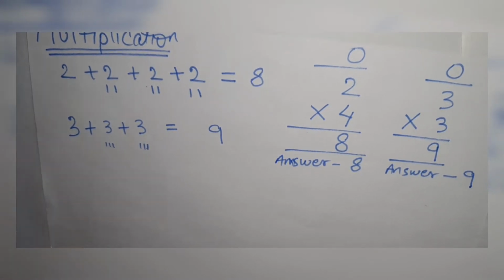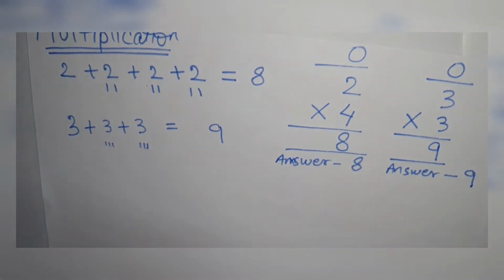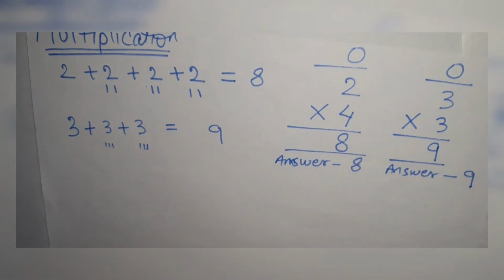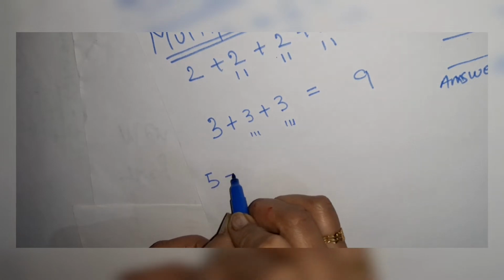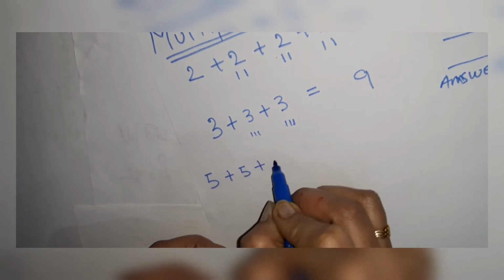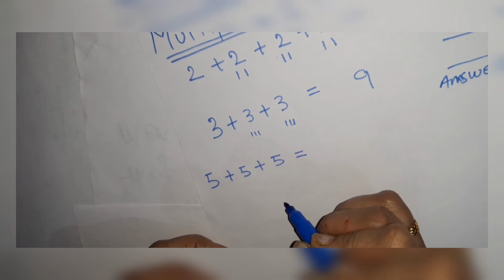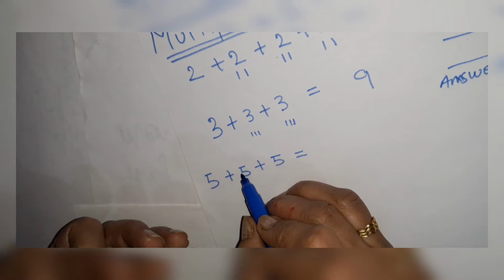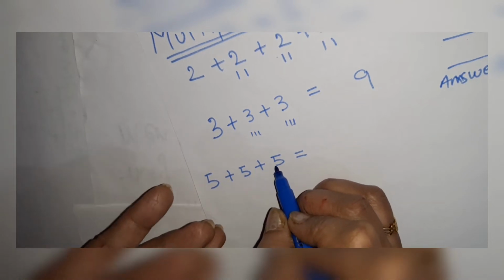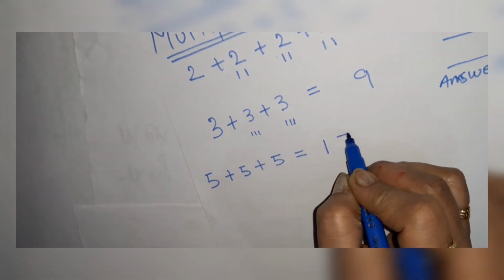Whenever we want to add a digit repeatedly, what do we do? We multiply. So repeated addition is called multiplication. Suppose I take 5 plus 5 plus 5. How much does it come to? 5, then 6, 7, 8, 9, 10, 11, 12, 13, 14, 15. So I write 15 here.